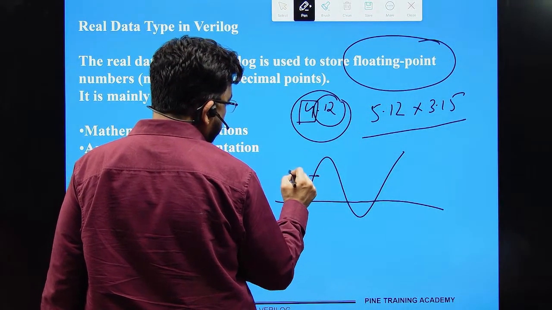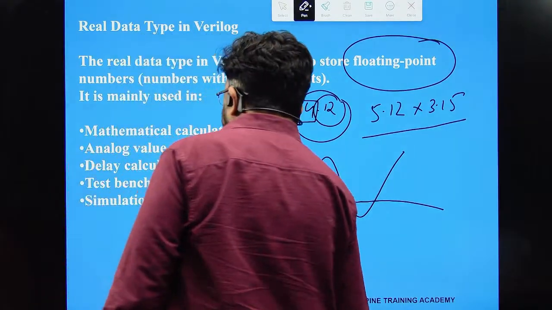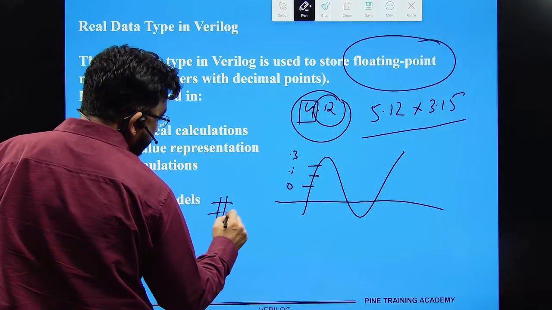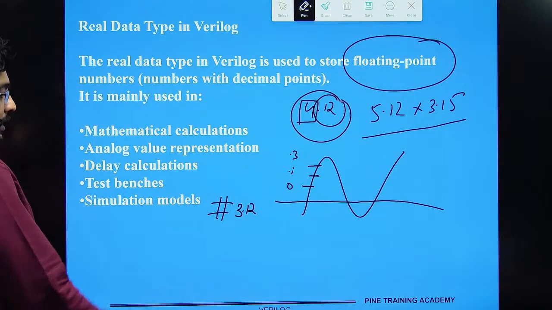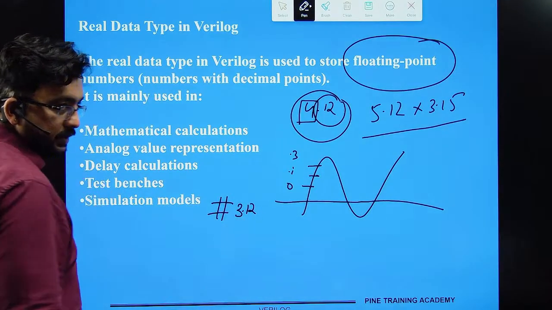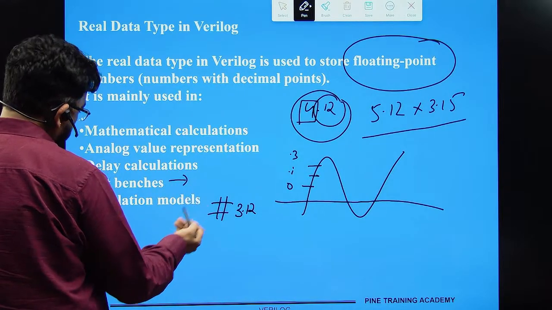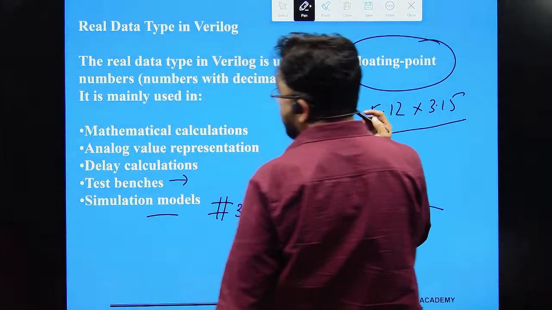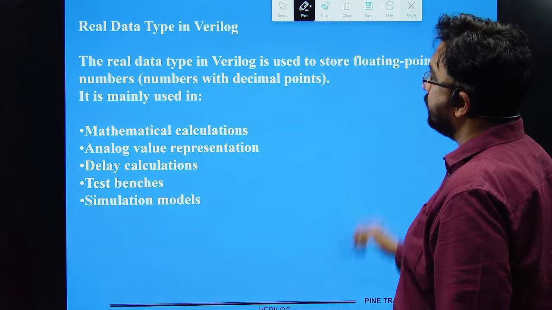Data like 0.1, 0.2, 0.3, something like this. Delay calculation. You know that a hash delay is used, for example 3.12. If you want to give a delay with some floating point numbers, you can use the real. Test benches and simulation models. So basically this is just the usage of real data types.